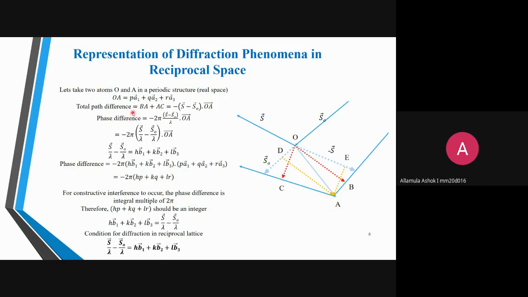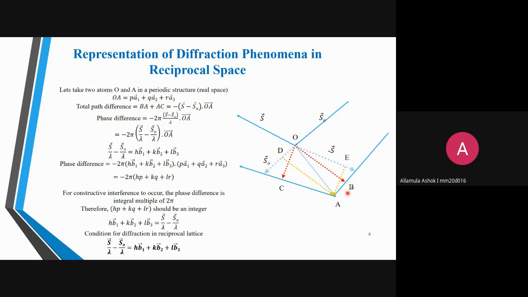The total path difference, and I am defining this OA. Here, A is a valid real space point. Therefore, these P, Q, R are integers because there is an atom at A. If you are defining some valid reciprocal point, because of the inherent periodicity present in the material, these P, Q, R are integers. The total path difference is equal to BA plus AC.